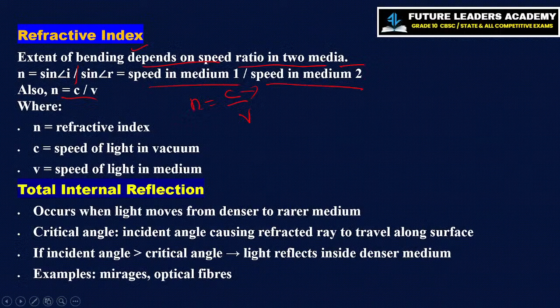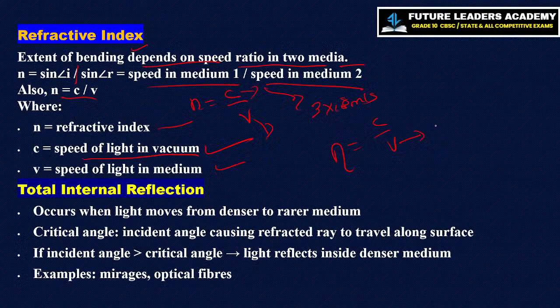Refractive index is the ratio of the speed of light in vacuum to the speed of light in the medium. In a vacuum the speed is fixed, and this will be known: 3 × 10^8 meters per second. So if any question asks you to find the refractive index, you use n = c / v.